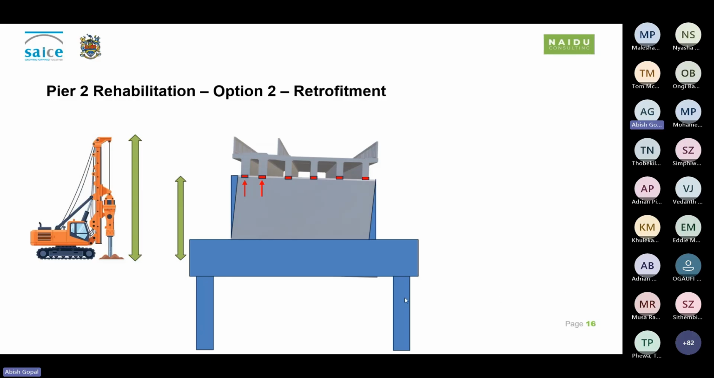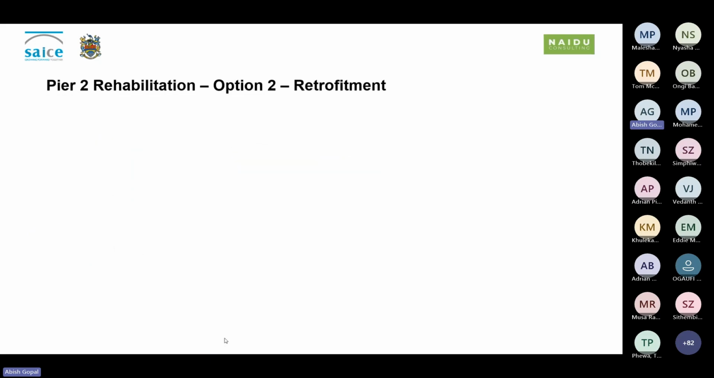Now, the benefits of this specific design is it maintains the existing spans and pier, which results in reduction of cost and environmental impact, which we'll touch on further later.